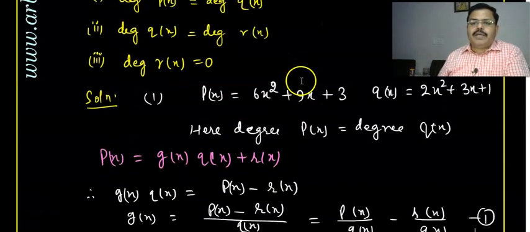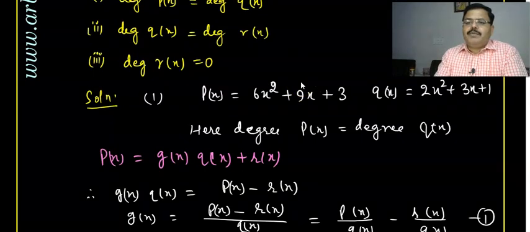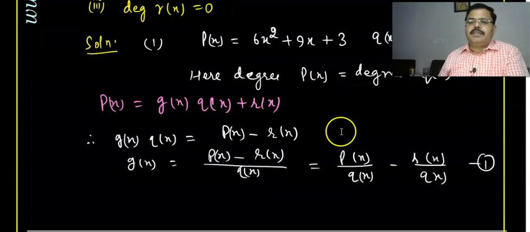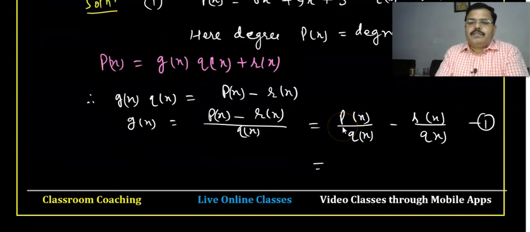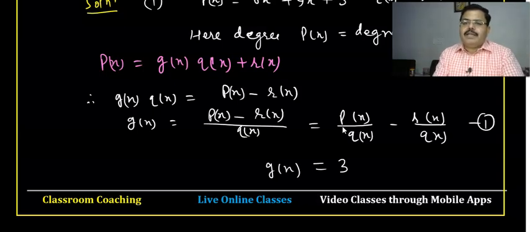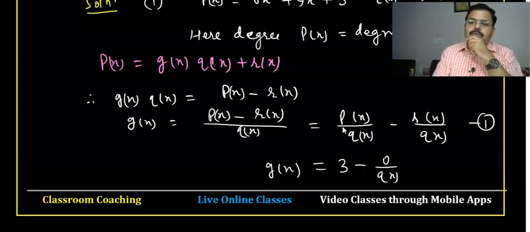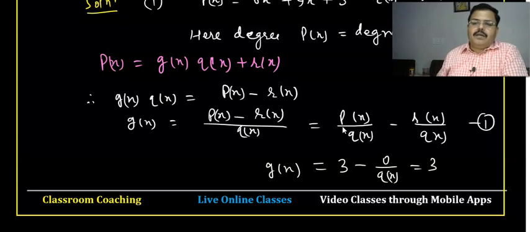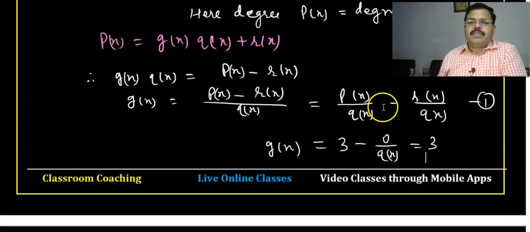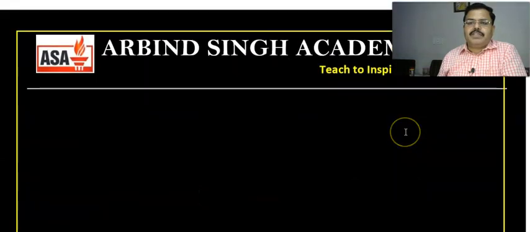You can quickly observe, without division taking place, that if you multiply by 3 this will come. So p(x) divided by q(x), what is that? 3. So g(x) will be 3, and because it is completely divisible, the remainder is 0, minus 0 upon q(x). So g(x) is 3 and p(x) is equal to 3q(x). The degree of both is the same, and because it completely divides, the remainder is 0.